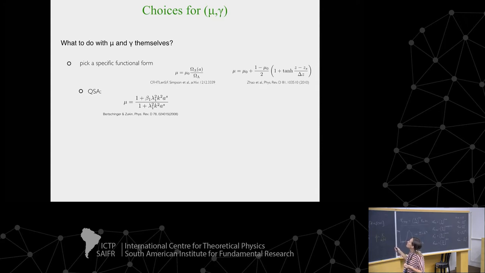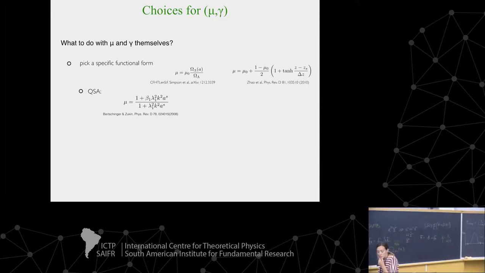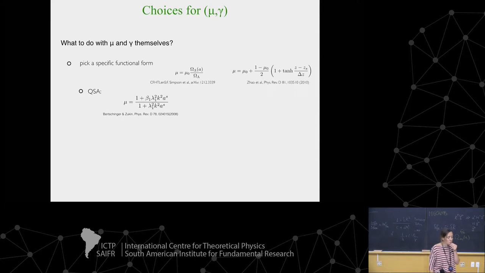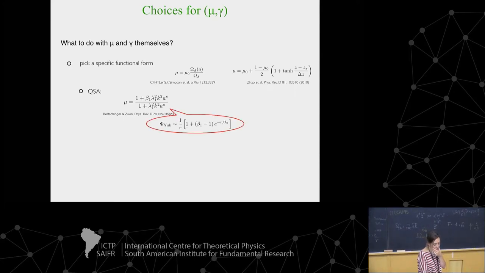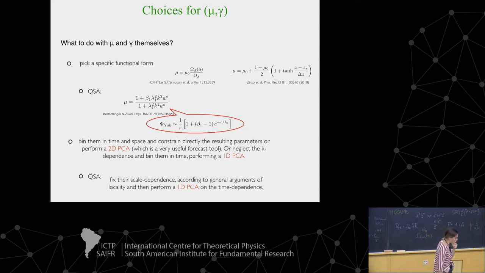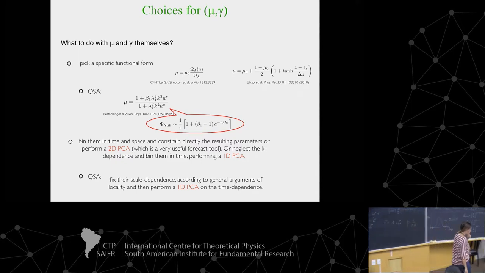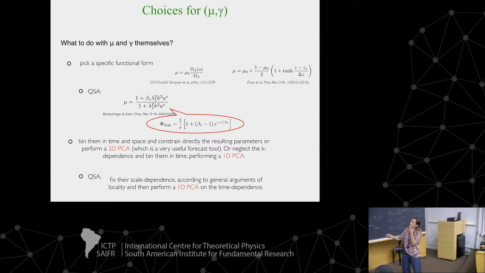Some people have attempted to do a transition in redshift. The other thing that you can do, if you want to try to model the scale dependence, is to go to the quasi-static regime, because we have seen that in that regime, as I argued, you have this ratio of polynomials in k-squared. So that's another thing that has also been fit to data.